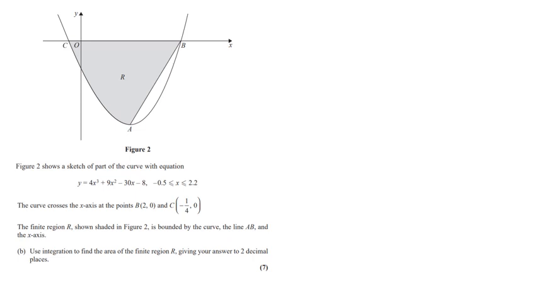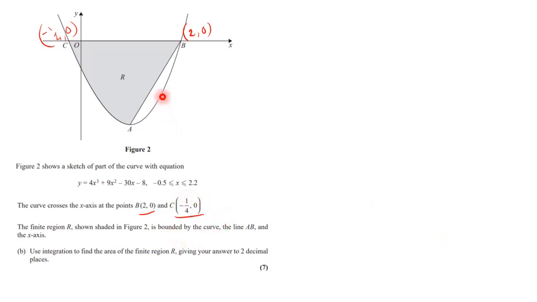Okay, so then for part B of this question, what are we told? We are told the curve crosses the x-axis at (2, 0) and (minus 1/4, 0). So I'm going to label those like that. Lovely. Then what are we told? We're trying to find the area of the region R.